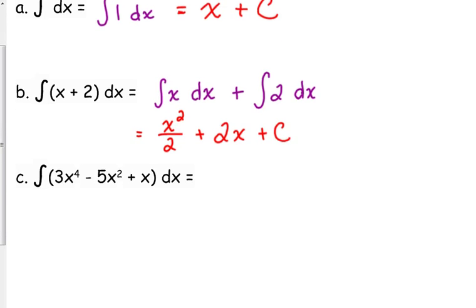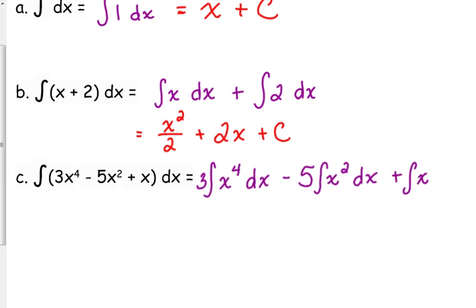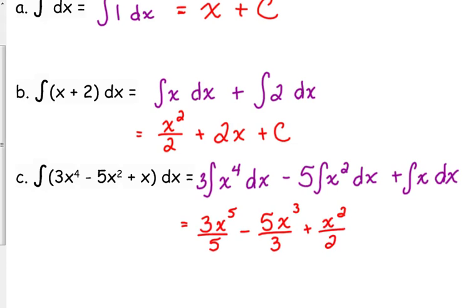Okay, and then the antiderivative of 3x to the 4th minus 5x squared plus x, again, just to emphasize, pull that 3 out front, pull the 5 out front. And then just look at each individual piece. Add 1 to the exponent, so that becomes x to the 5th. Divide by the new exponent. Add 1 to the exponent, so that becomes x cubed. Divide by the 3. And then add 1, so that's x squared over 2 plus c.